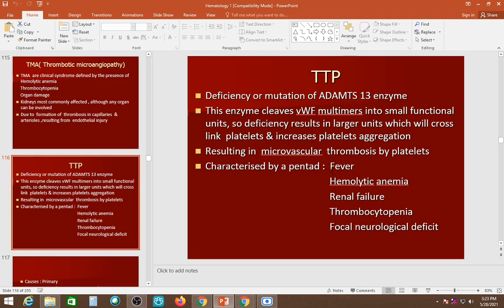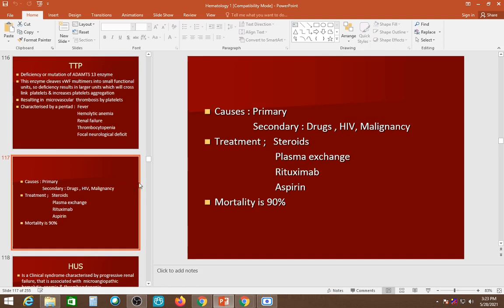Pentad means fever, hemolytic anemia, thrombocytopenia, renal failure and focal neurological deficit. So this is the pentad of TTP. So what are the causes of TTP? Again, it can be divided into primary or secondary causes. Secondary causes are usually from drugs, HIV infection or malignancy.